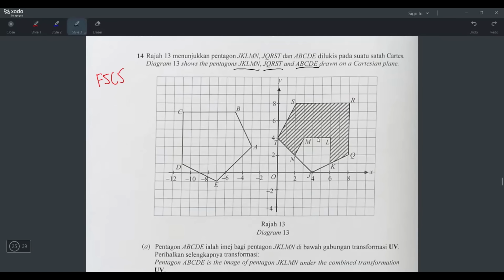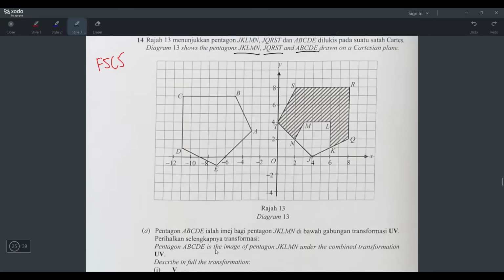So there are three shapes, right? And mostly they will tell you separate object, separate image, and you have to read carefully and label nicely, and then write down the arrow. Okay, so let's read. Pentagon ABCDE is the image of JKLMN under combined transformation UV. Describe transformation V, transformation U. So first thing you have to label separate object, separate image first. So ABCDE is the image of JKLMN under two transformations UV.